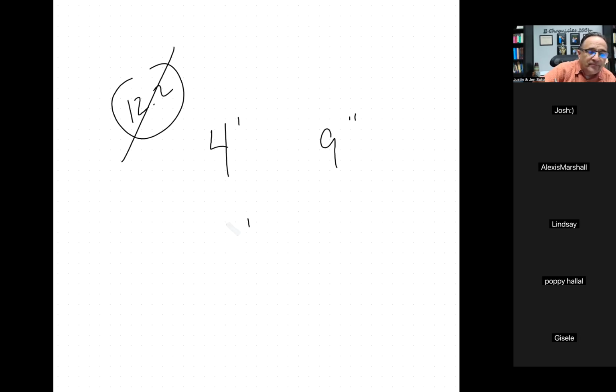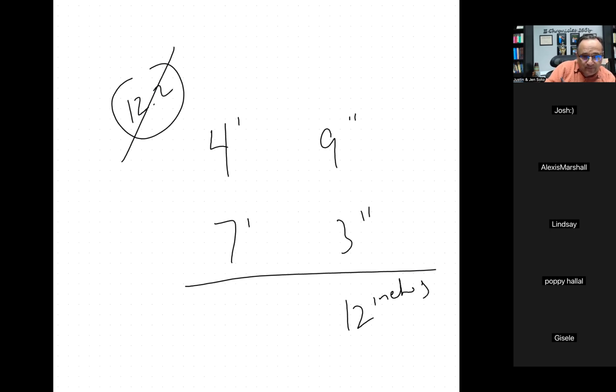I got 12.2 on that, didn't I? I don't think that's going to be the right answer, but I'm going to show you why it's not. So I have 4 feet, 9 inches, and 7 feet, 3 inches. Now I need to add the inches up together. 9 and 3 is 12 inches. 7 and 4 is 11 feet.